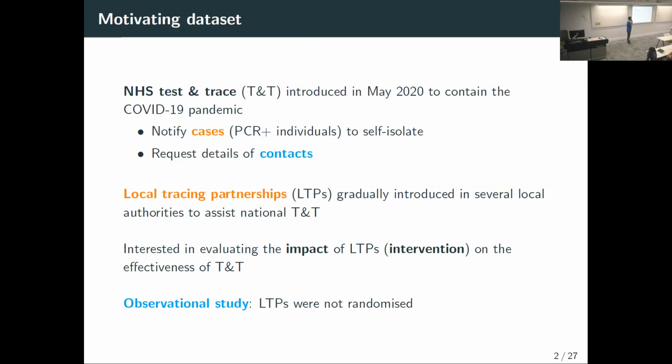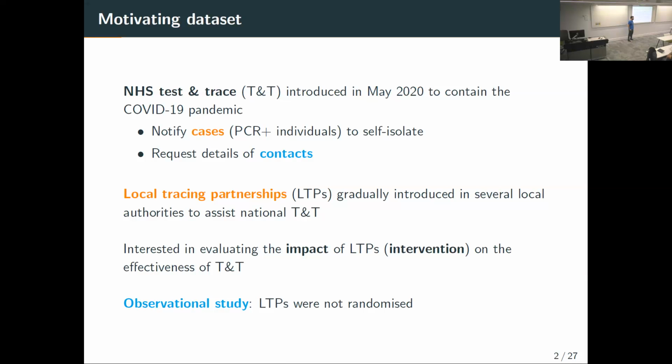The task we had in this example was to evaluate whether or not the LTPs were actually effective in improving contact tracing. I will say in a bit what I mean by effectiveness.